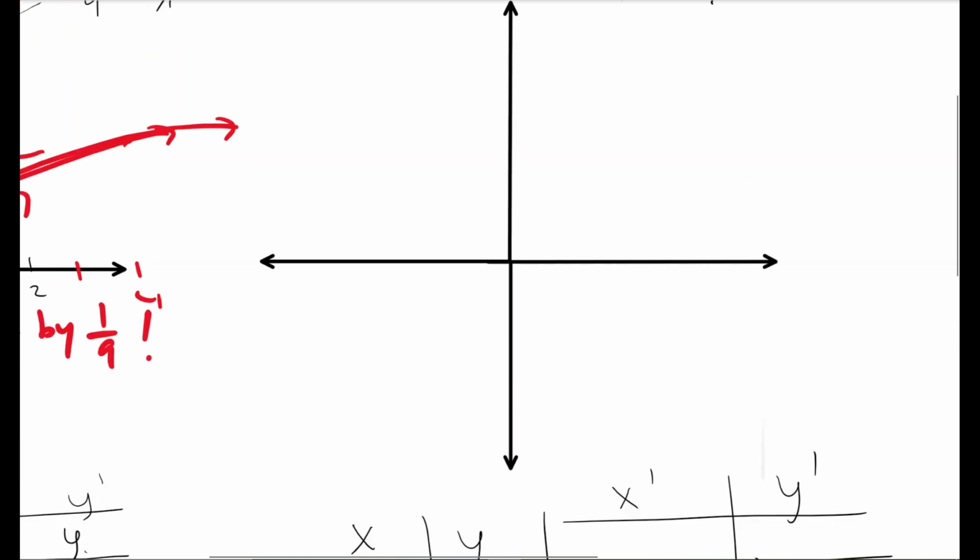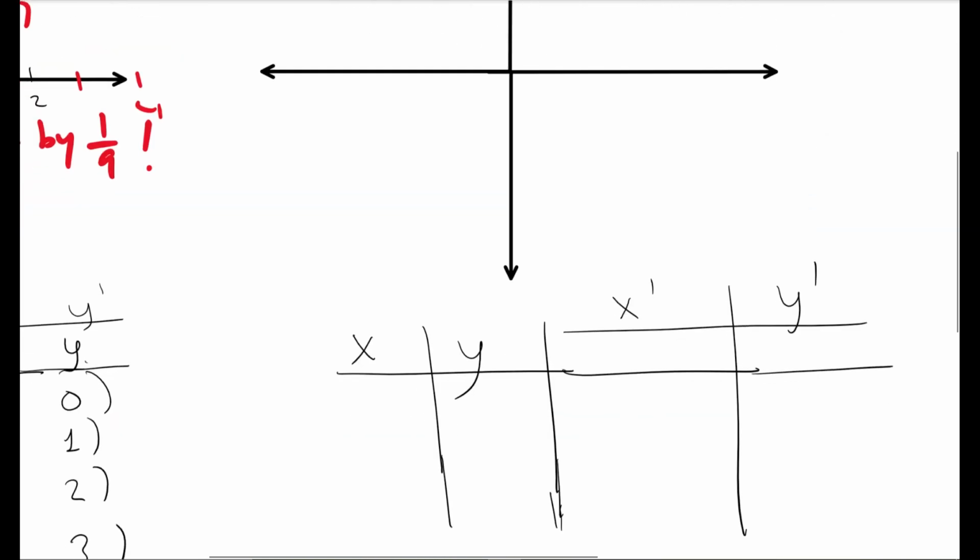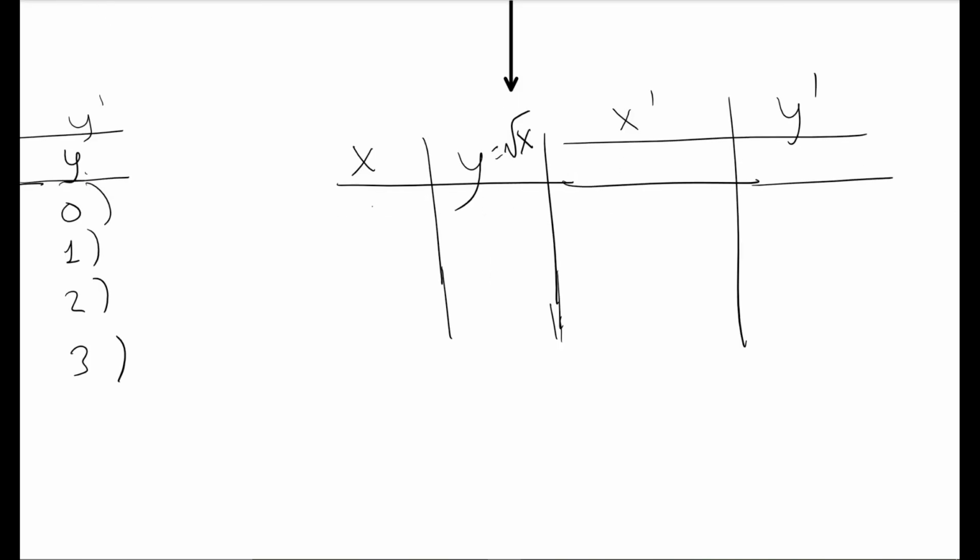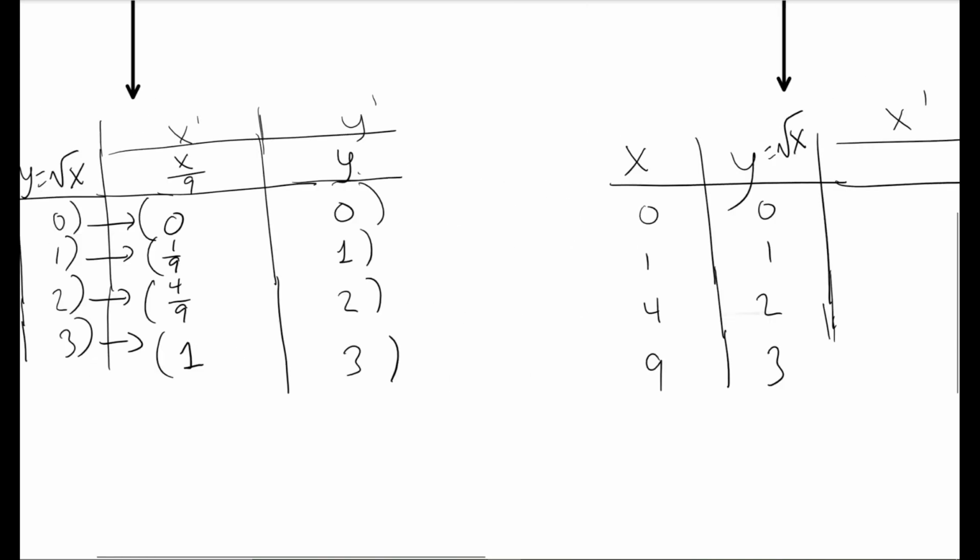Okay, so again, we're dealing with the square root, so our parent function is square root of x. So we're going to use the same exact values that we used earlier. Oops, that should be a 4 and then 9. These are going to be the same as it was for the other one.